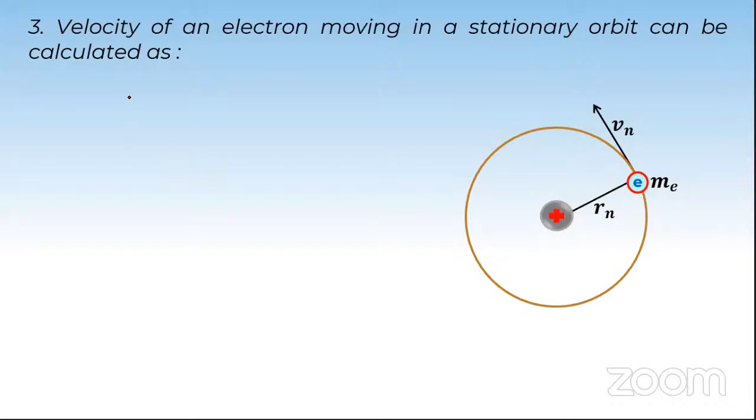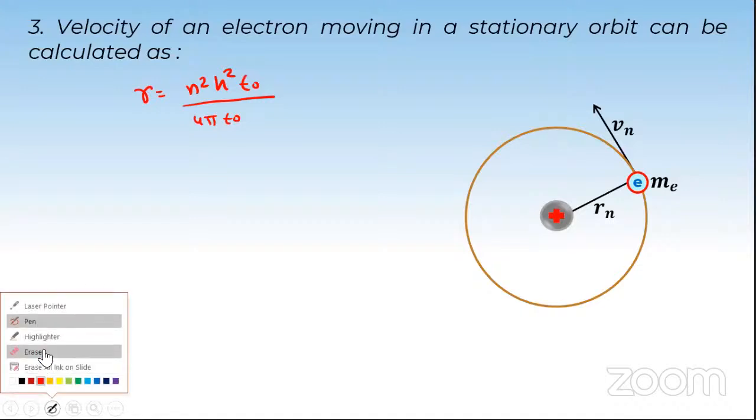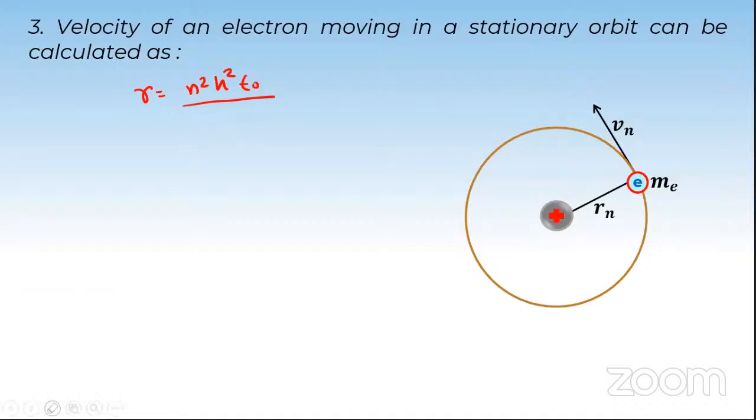Very simple. We have derived the formula for radius. Radius is equal to n square h square epsilon naught divided by pi m Z e square. Sorry, not 4 pi epsilon naught. Let me erase it. Pi m Z e square. Cool, right? So we have got the radius explanation already, and we also had one more formula with this.